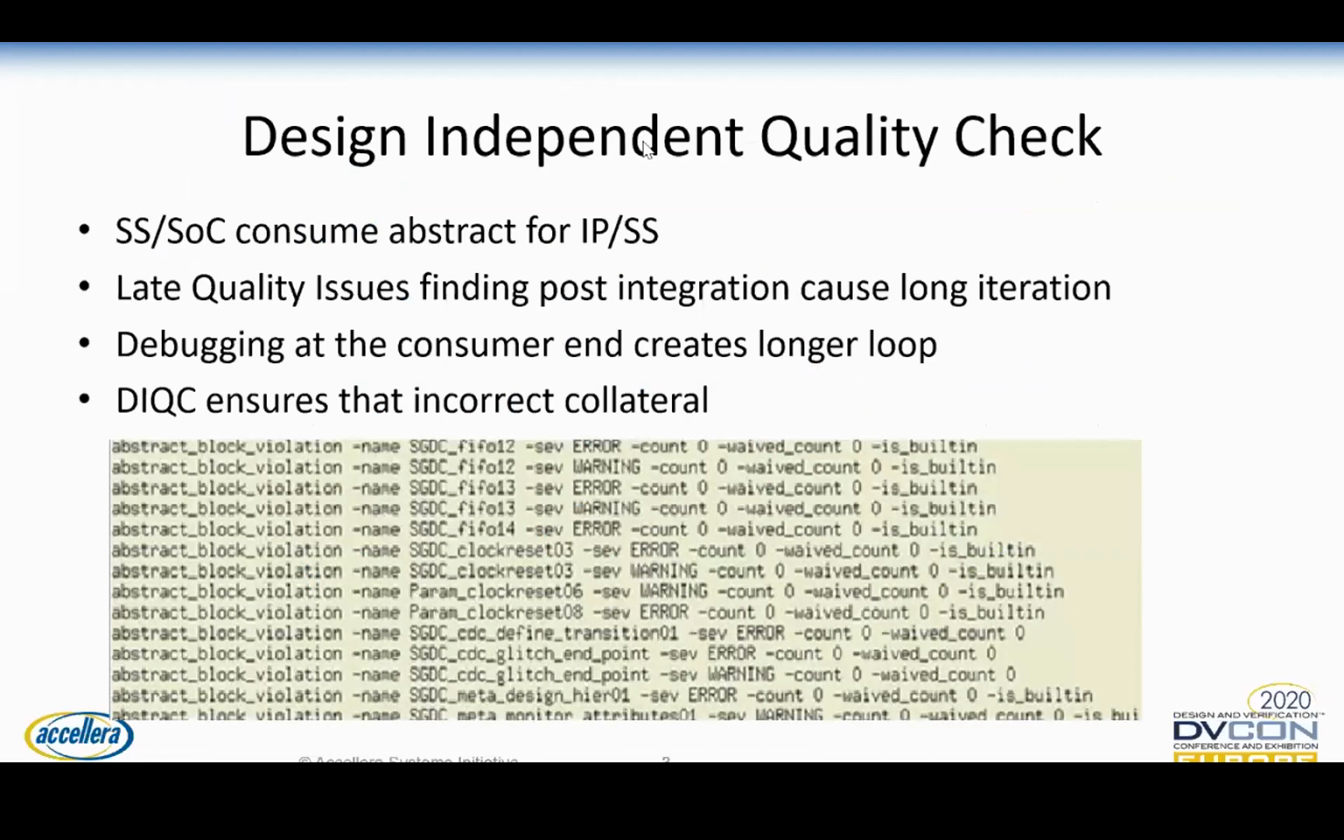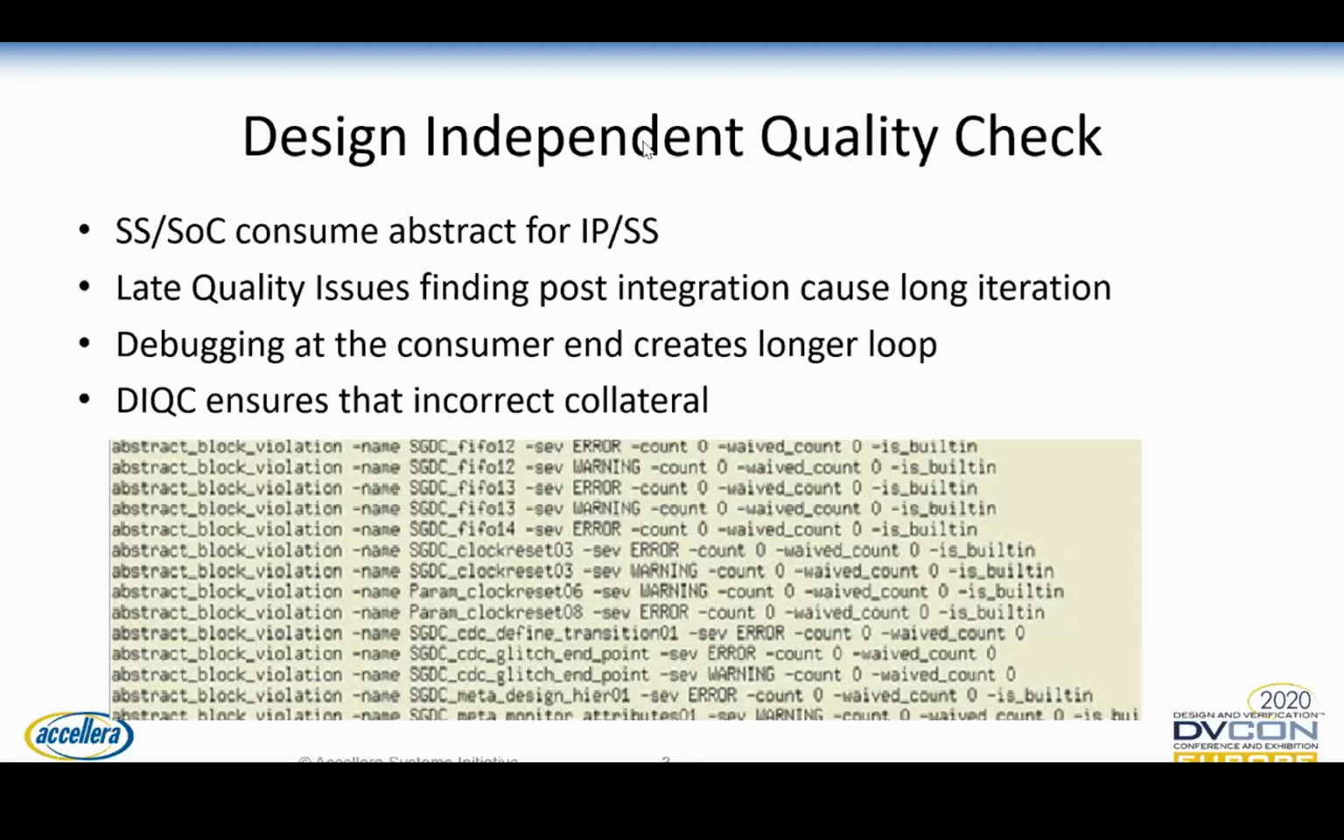So to continue with the design independent quality check, the first one I talked about, right? In this methodology, since we have huge handoff issues from IP to subsystem, then subsystem to SoC, there is a long handoff chain, right? Now IP has a different milestone, the subsystem has a different milestone, and SoC consumes, and they have to ensure that they are at the right model, right milestone, and right version, right?